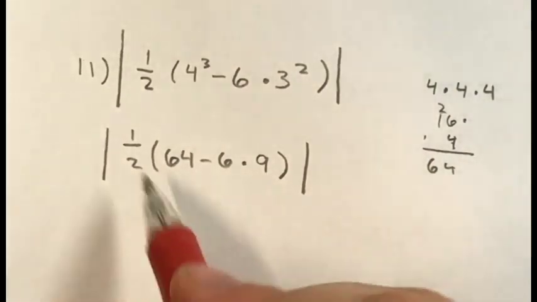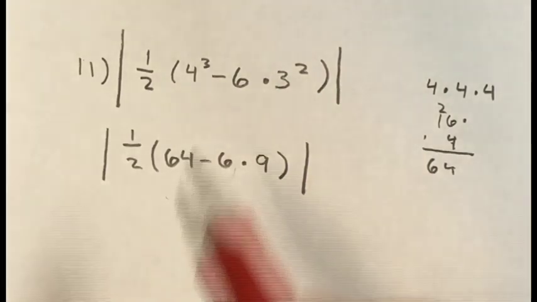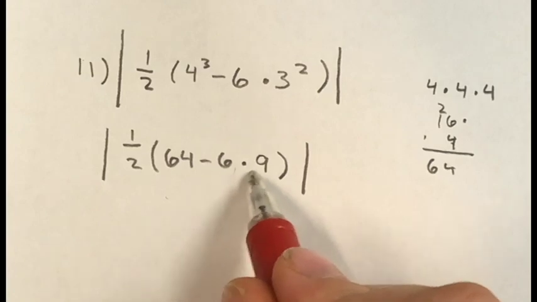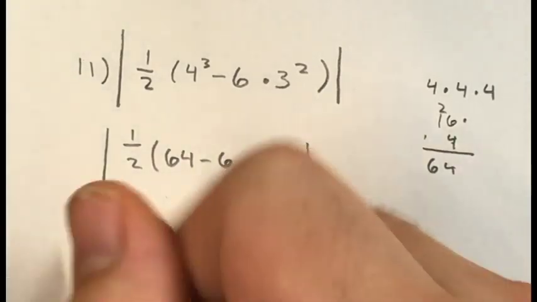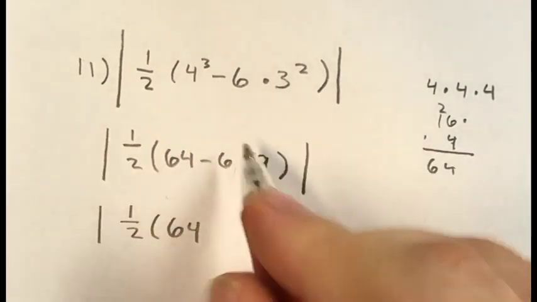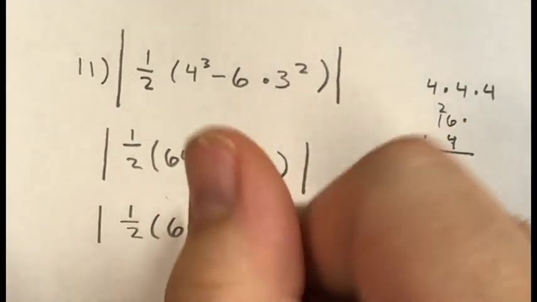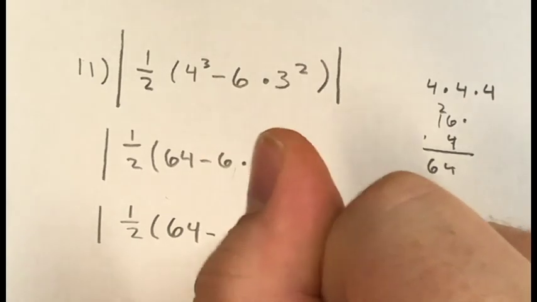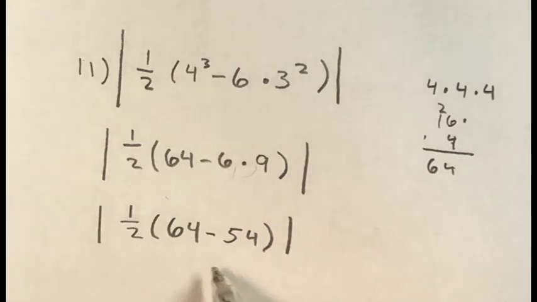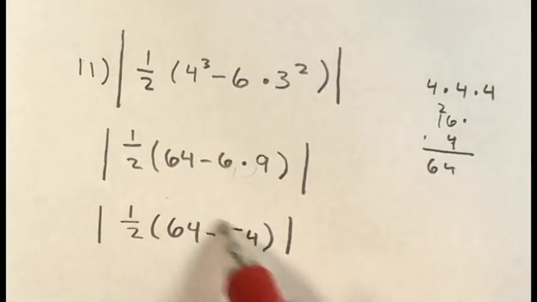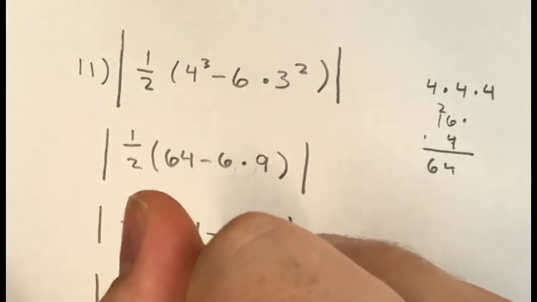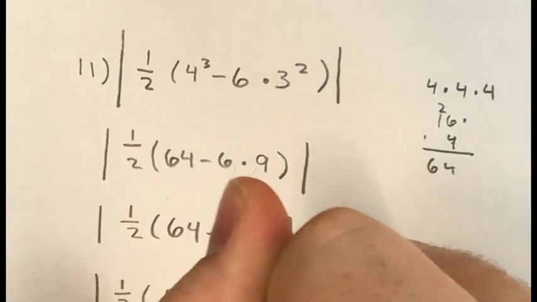My job is to go ahead and continue working inside the parentheses, following my PEMDAS rules. And I notice that my next thing I have is multiplication here. So let's finish it out. We have 1/2, and then this would be 64. Well, what's 6 times 9? That's 54. So we will put 54, all in parentheses. My job now is to continue to work. I'm still working inside this parentheses. What's 64 minus 54? That's going to give me 1/2 times 10.